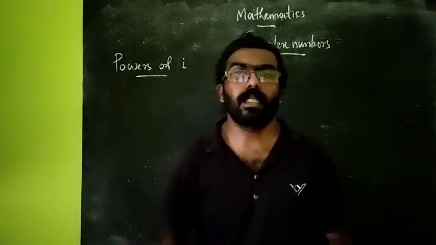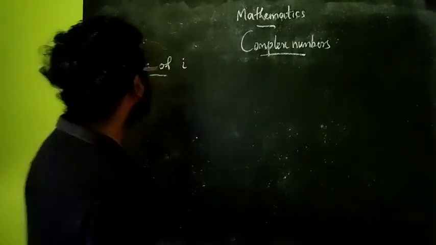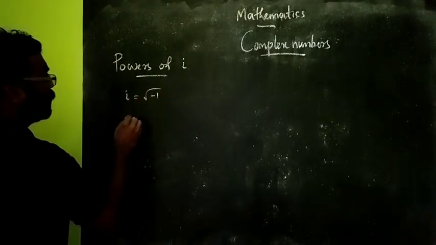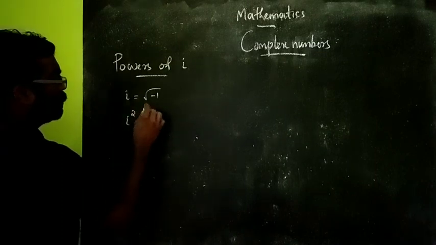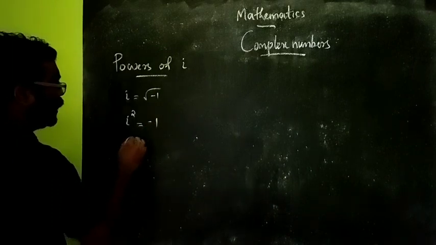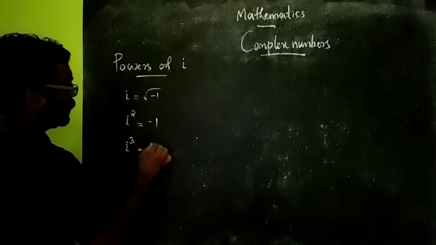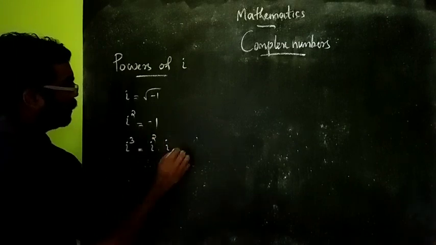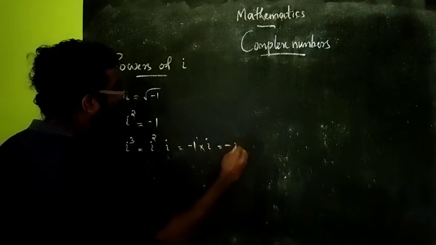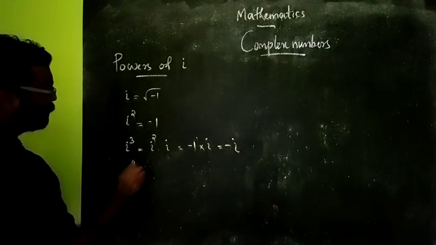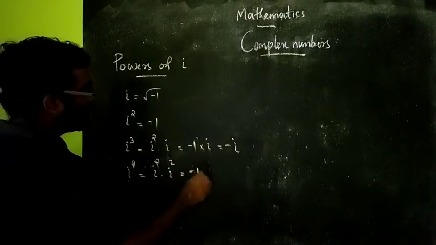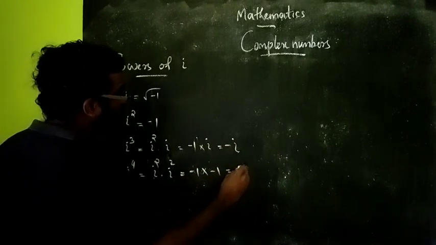Now we shall discuss the topic powers of I. We know the value of I as root of minus 1. Let us take the powers. I square is (root of minus 1) the whole square, and that will be equal to what? Minus 1. And I cube can be written as I square into I. I square is minus 1, so minus 1 into I, that will be equal to minus I. And I power 4 can be written as I square into I square. That is minus 1 into minus 1, and that will be equal to plus 1.